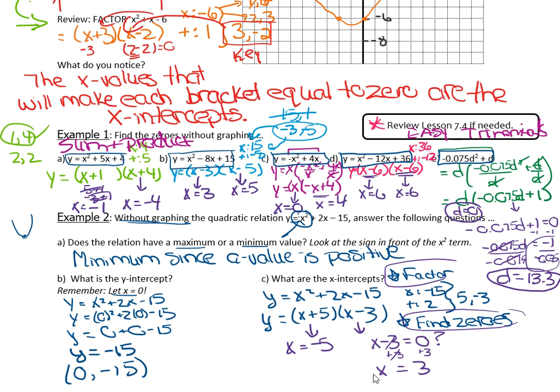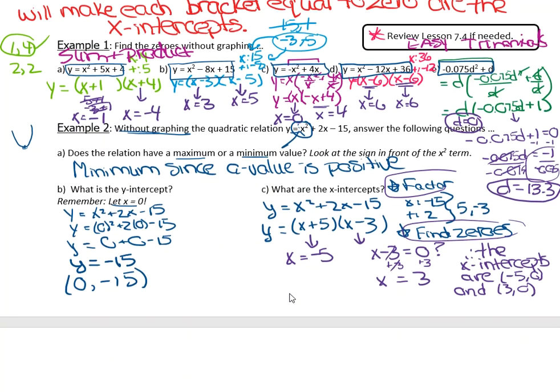So the x-intercepts here, I'll write them as coordinates this time. The x-intercepts are (-5, 0) and (3, 0), written as coordinates. Now here I just wrote them as single numbers, and that's fine too, but I wrote them out as full coordinates for you here. Okay, what's next?